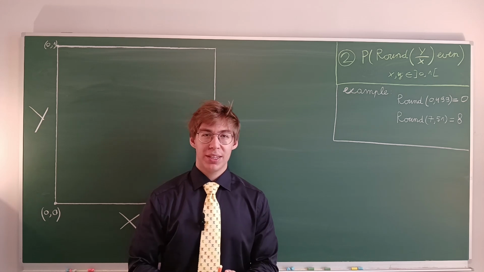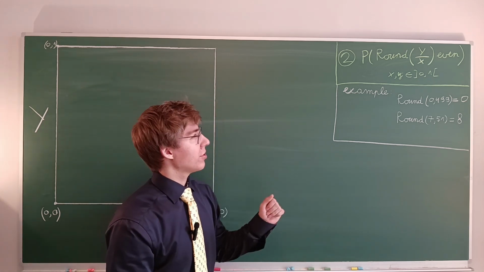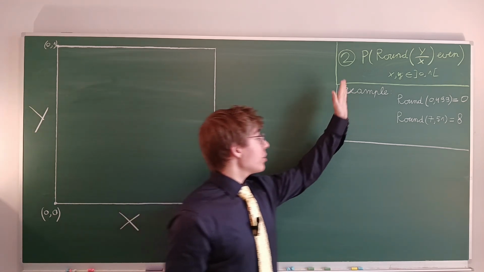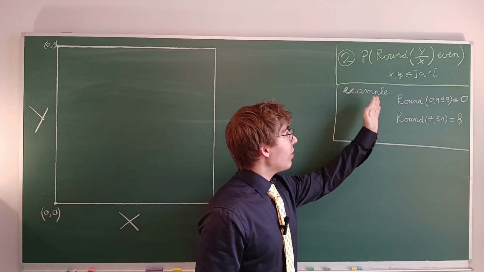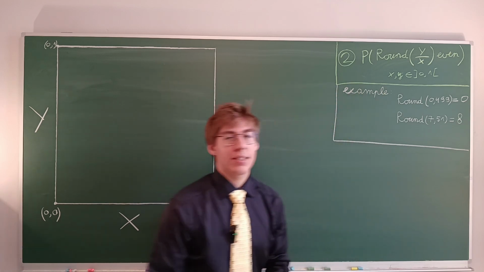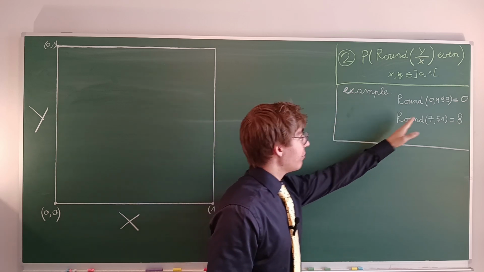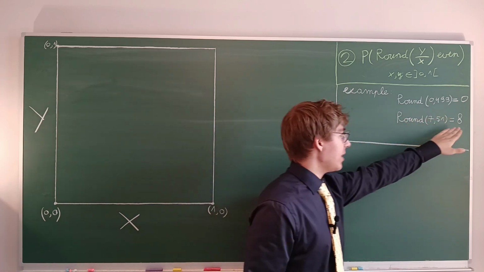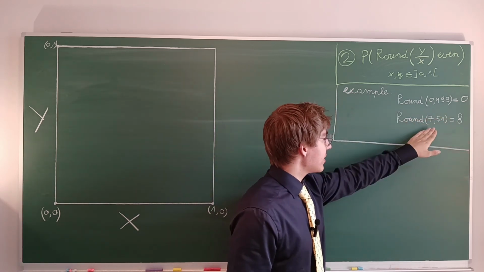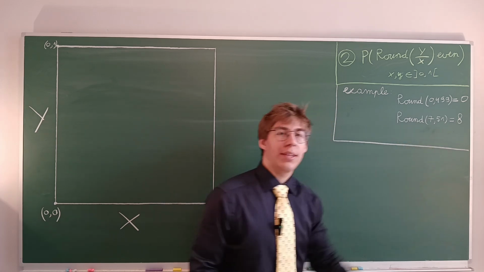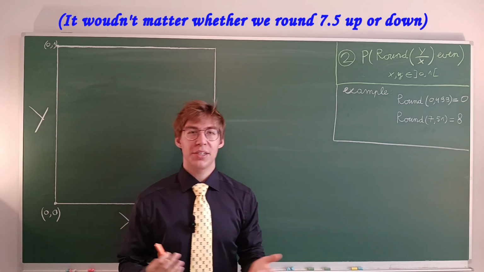Now the second probability is about rounding fractions. This probability suggests that if we round y over x, it is even. So let's give some examples. Round of this is 0, and of this is 8. If it would be exactly 7.5, that doesn't matter because that's probability 0.